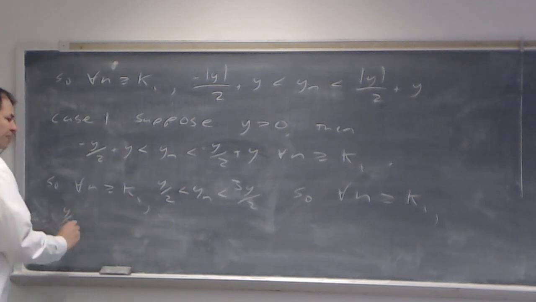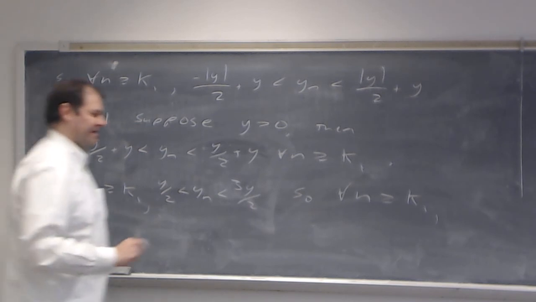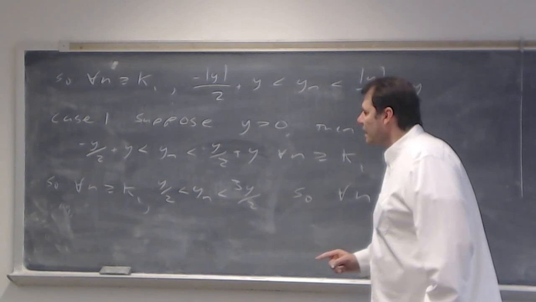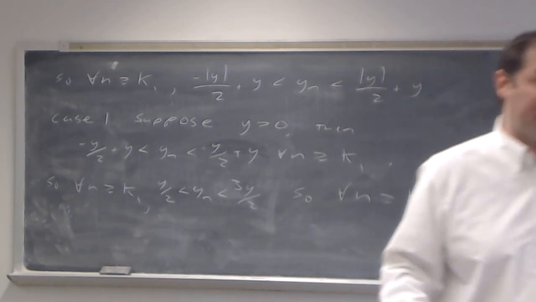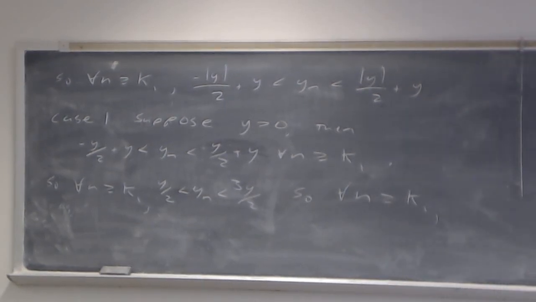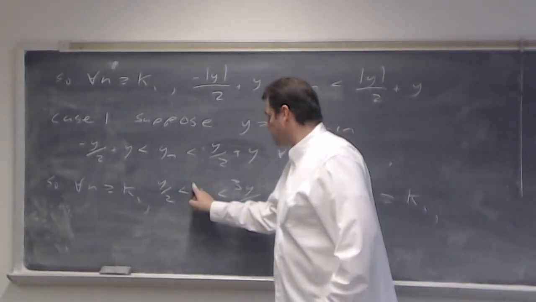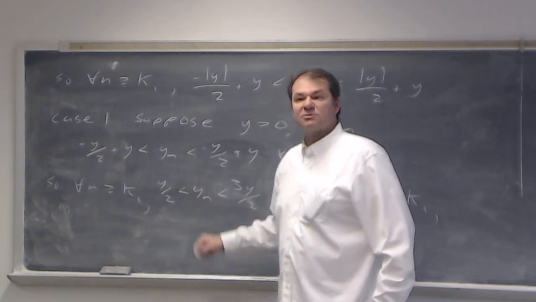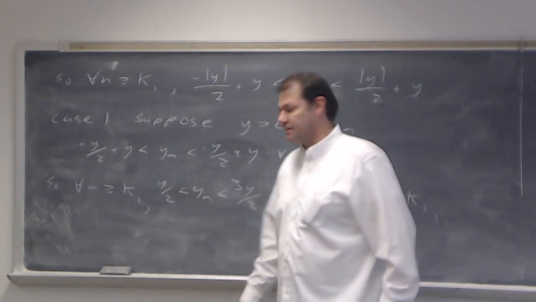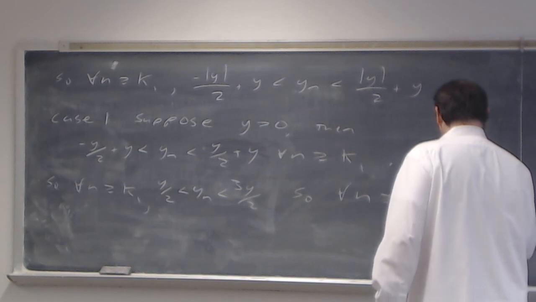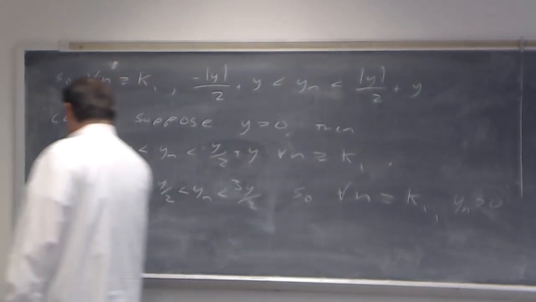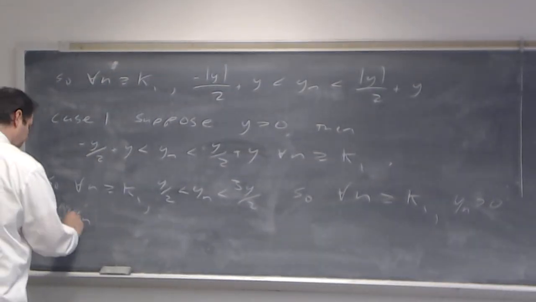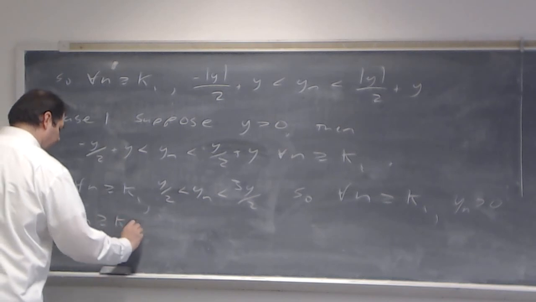Well, first of all, let me write this one thing down that should be noted. At this point, look at y over 2. We're assuming in this case that y is what kind of number? Positive. So y over 2 is what kind of number? Positive. So for all n bigger than or equal to k sub 1, y sub n is bigger than this positive number. That makes y sub n itself be positive. So let's just make sure that we know that y sub n is greater than 0, for all n greater than or equal to k sub 1.